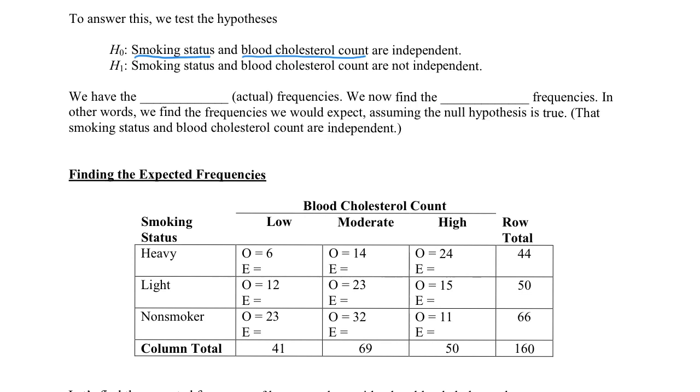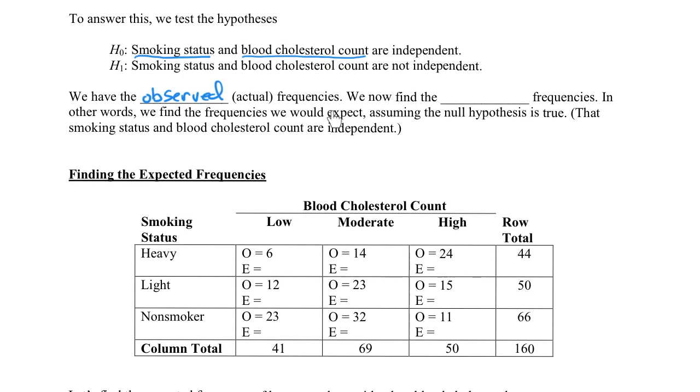Okay? And we have the observed frequencies, which are the actual frequencies. From our sample of 160 patients, we know that 14 of them are heavy smokers with moderate blood cholesterol counts. These numbers are just from the previous page, and these also. So we've got our observed: we observed 6 patients who were heavy smokers with low blood cholesterol count, and 11 patients who were non-smokers with high blood cholesterol counts. So O is observed, E is expected.